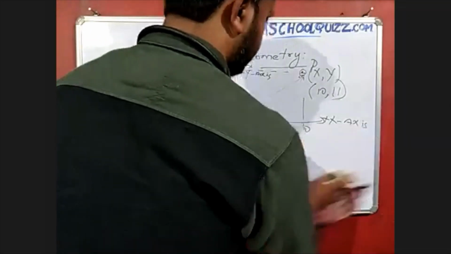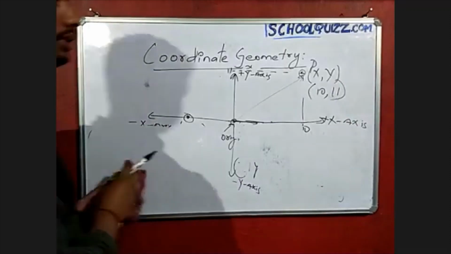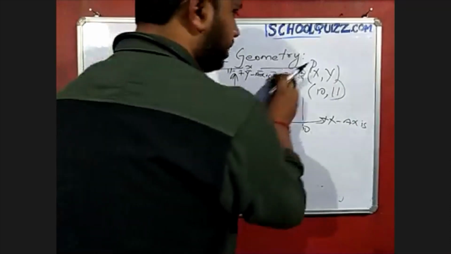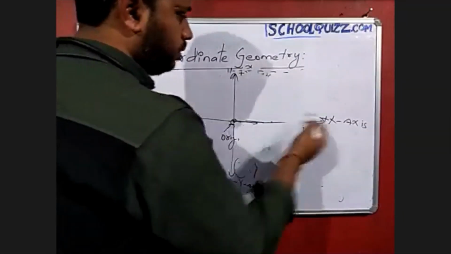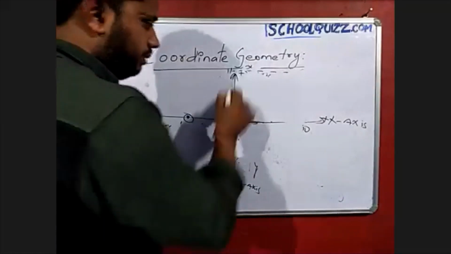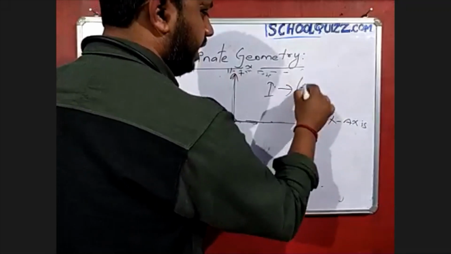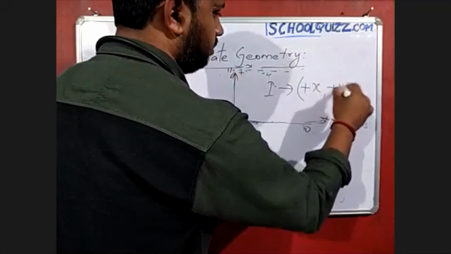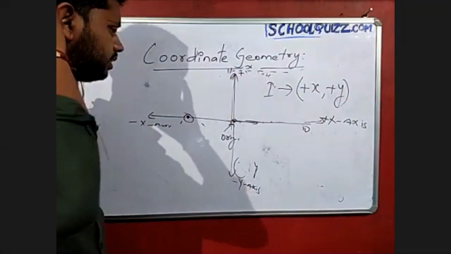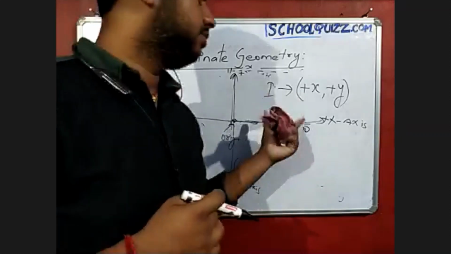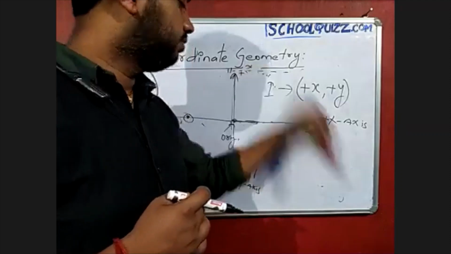Now, how can we move on that? Based on the coordinates given, you can predict in which quadrant that point lies. As we know, this is the positive x-axis and positive y-axis. Whatever points lie in this quadrant are called the first quadrant, where both x and y are positive. In trigonometry also you use the quadrant system, with positive x and positive y.